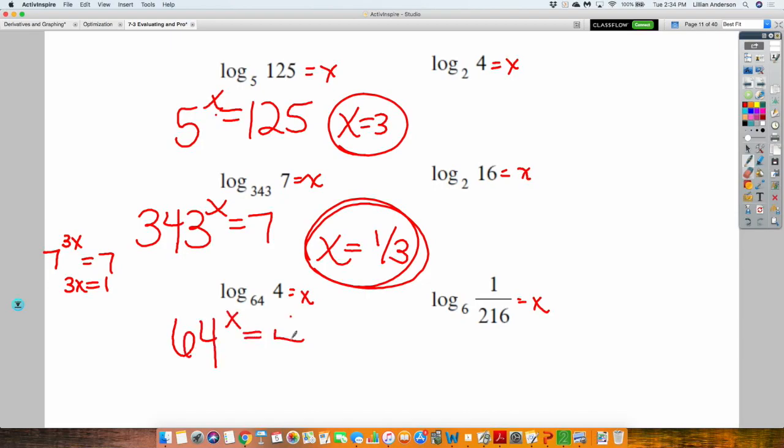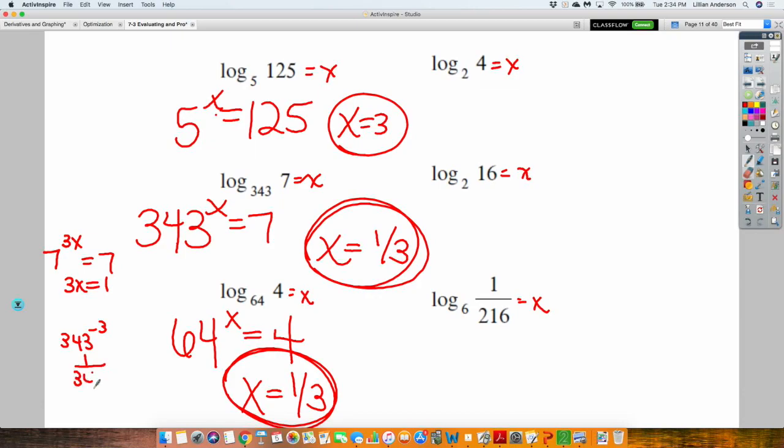Okay, and Alyssa, what's my answer for x? 1/3. And question, Amy. -3 would only cause this to flip and become 1 over this to the third power. That still won't give us 7. This gives us 1 over a really, really large number.